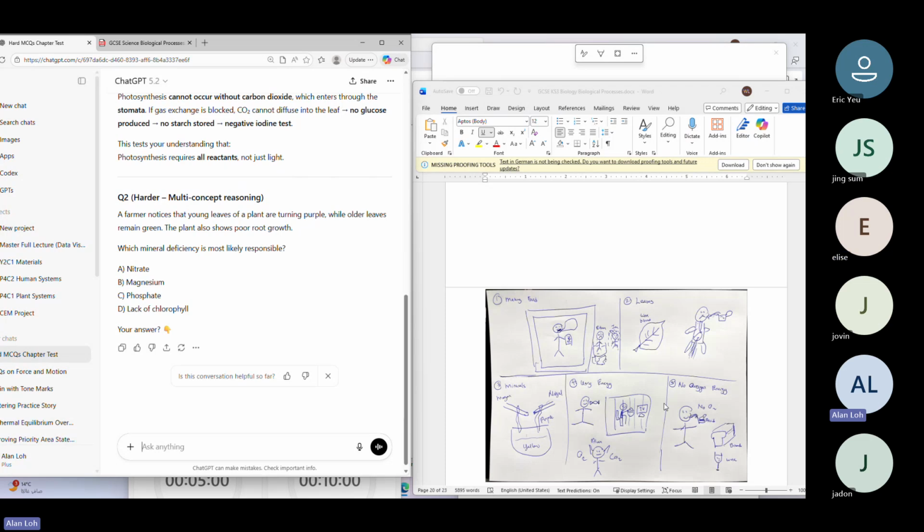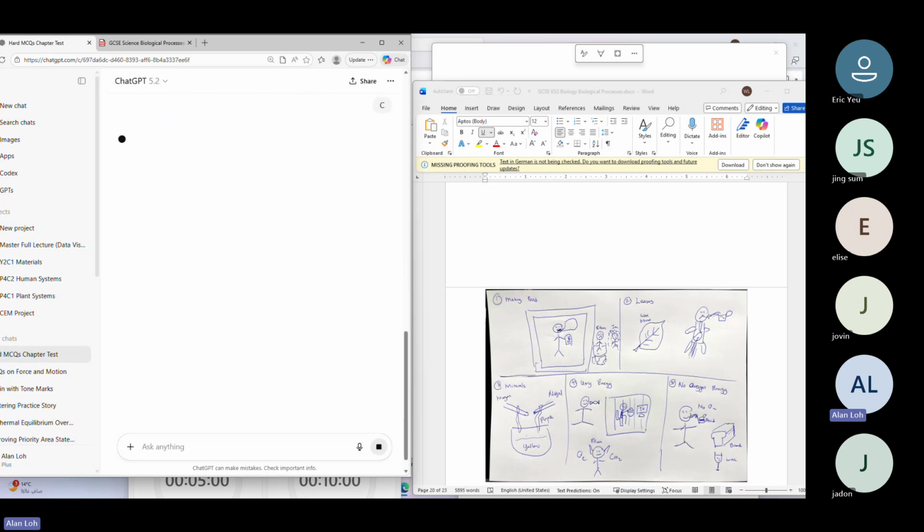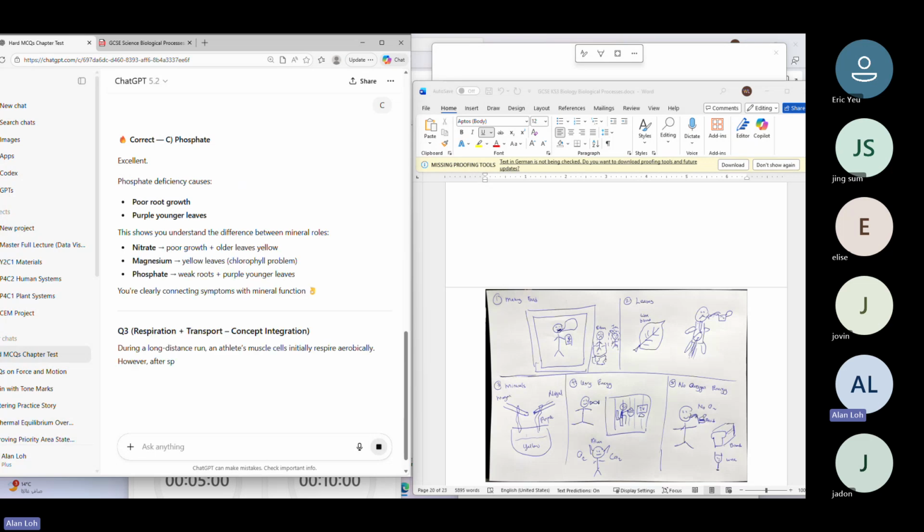Give it a try. Question 3. Purple. You see purple here? What is the answer? Phosphate. Anyone do not agree? Jing Sam is writing something. Let's wait for Jing Sam. Are you writing something, Jing Sam? Same opinion. Okay, good. Excellent. By the way, this is a harder question.